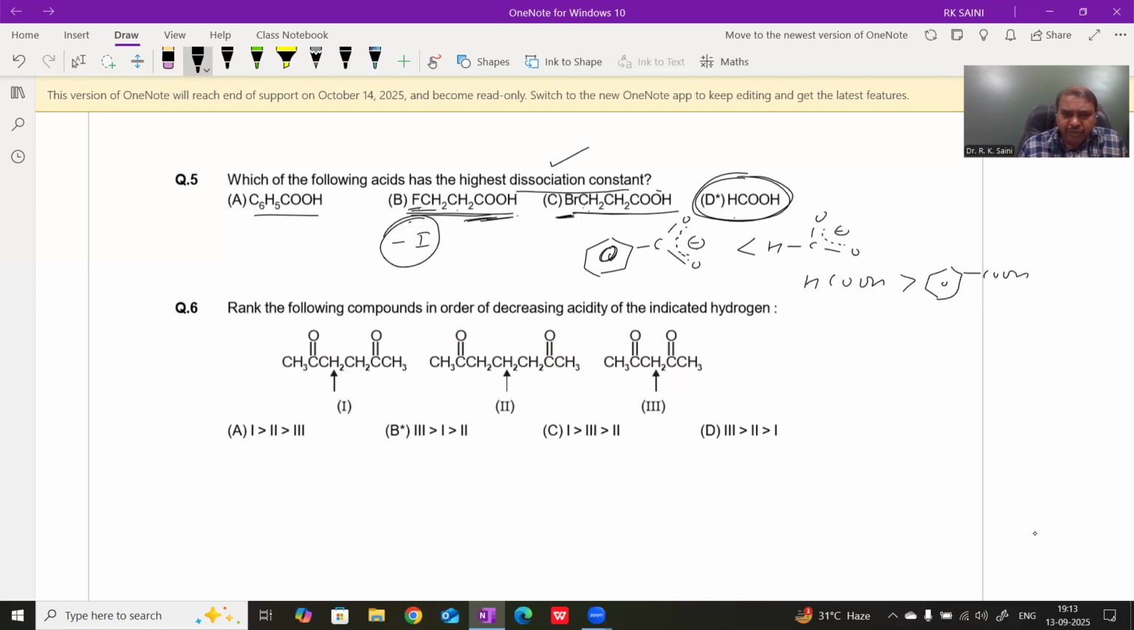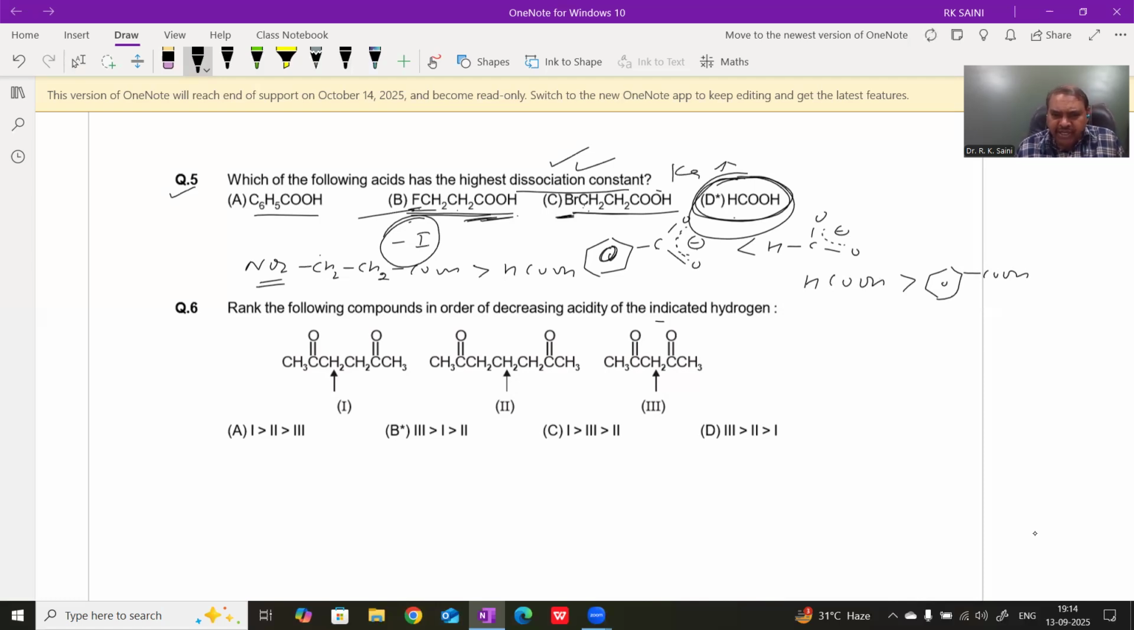However, when a strong electron withdrawing group like nitro, cyanide, etc. is present at the third position, then their acidic strength becomes stronger than formic acid. But in the given question, only formic acid is the strong acid. Therefore, it has the higher dissociation constant, meaning its Ka is highest. Question next. Rank the compounds.